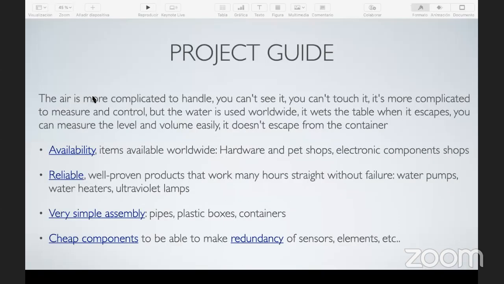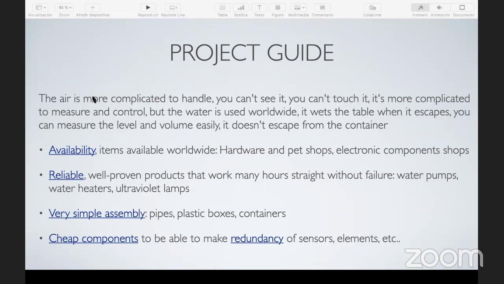My guide for the project is that air is more complicated to handle. Water is easier to handle, and you can see the water and what happened with the water. My wife knows very well because the prototypes have been made in my kitchen, and the water has been in every part of the kitchen. I have seen that an Ambu is not so easy to get, but you can get items to make a project in all the hardware shops, pet shops, electronic shops in all the world.